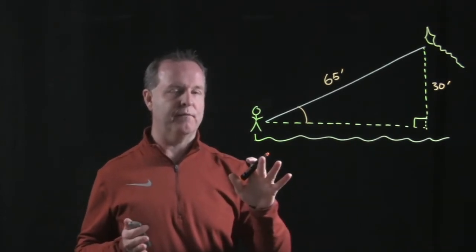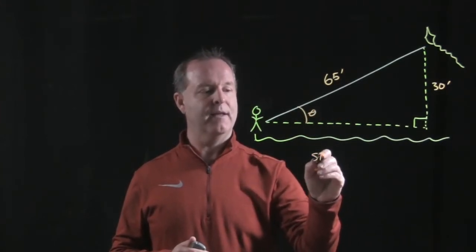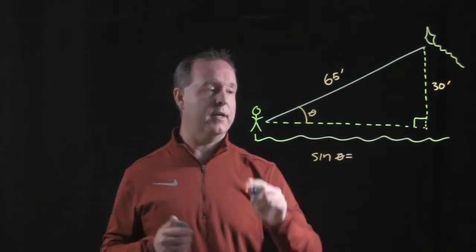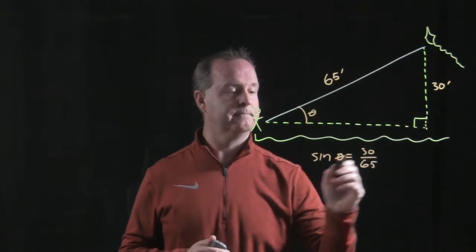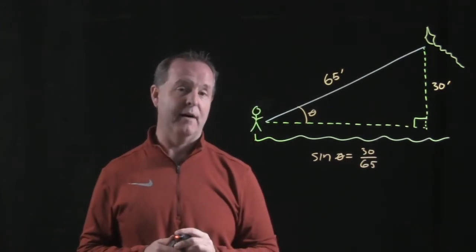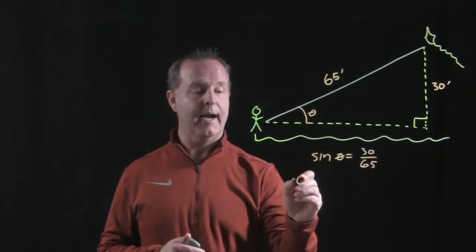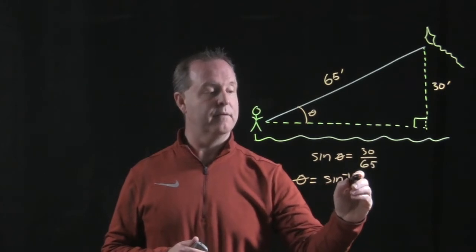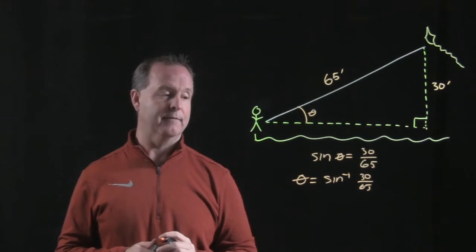So let's see what we have so far. Right now, if I call this theta, I know that my sine of theta, what was the sine? That was opposite over hypotenuse. So it'd be 30 over 65. However, I want to find the angle in this particular case. So in order to do that, I need to take the inverse sine of those two points, of 30 divided by 65.